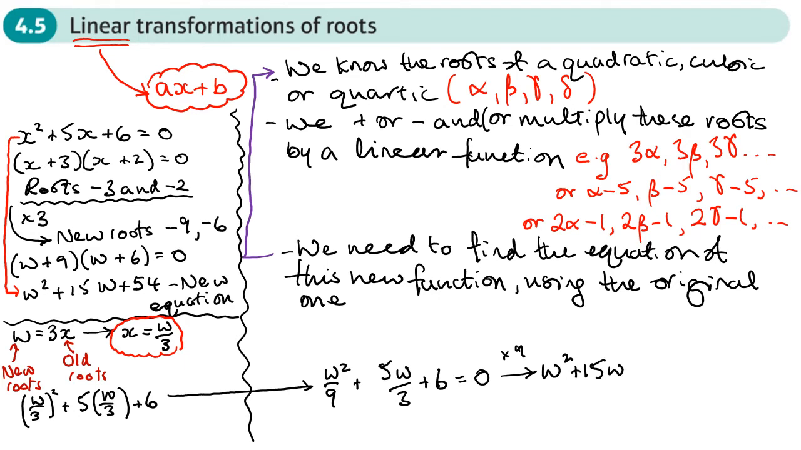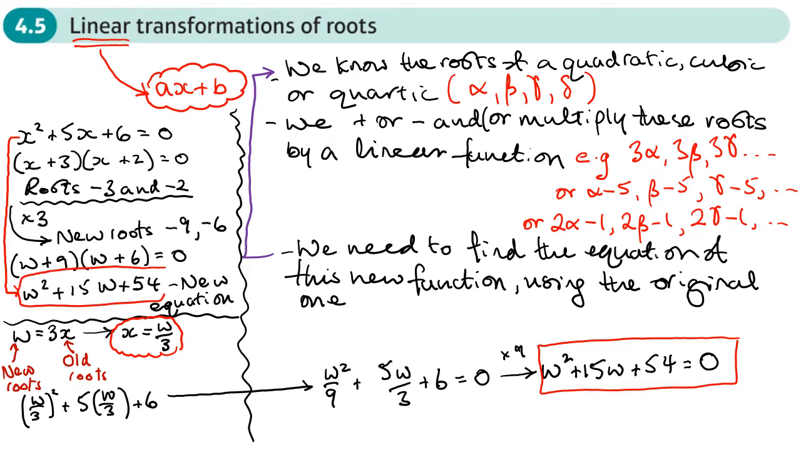And then 6 times by 9, 54. Right, so do you notice I got the new equation with these new roots from the old one without having to put stuff in brackets. All I did was say the new roots were the old roots times by 3, rearranged it to make x the subject, and then substituted that in here, and I got the new equation. And that's the method we're going to use to work out the new equation from the old one.